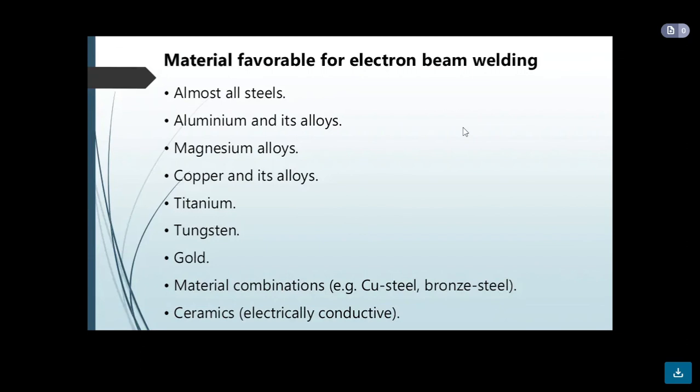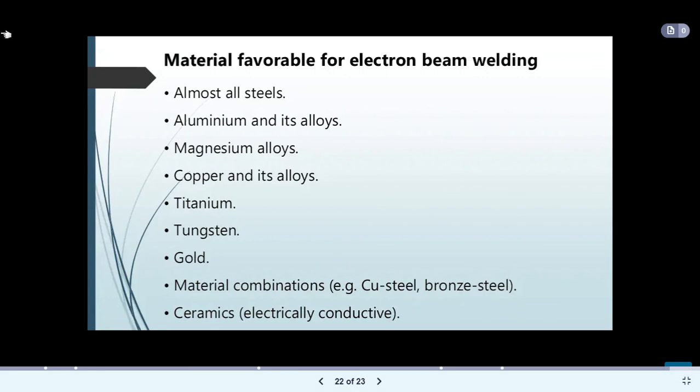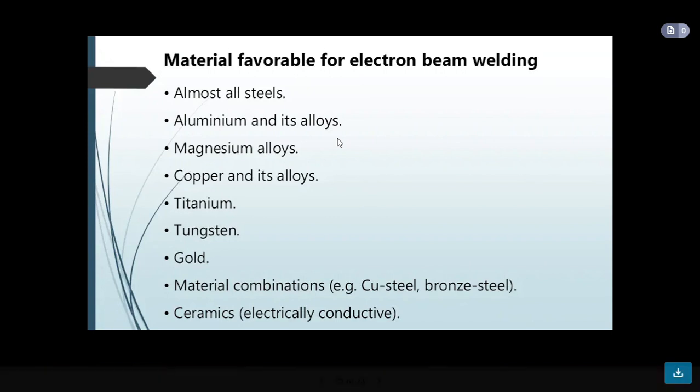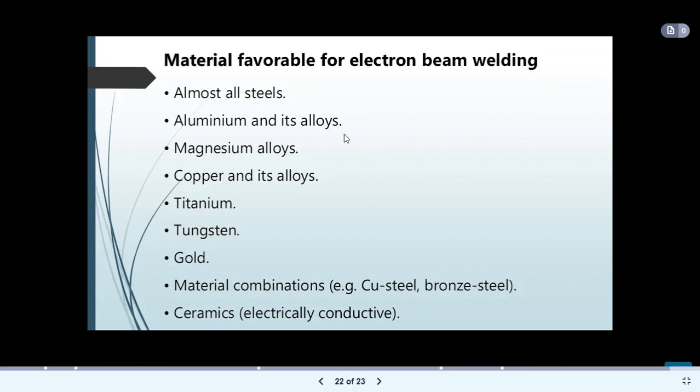So which are the different materials that can be joined by the electron beam welding? Almost all the steel material can be joined by the electron beam welding. What is meant by steel? That is low carbon steel, medium carbon steel, high carbon steel, or different types of steel can be joined by the electron beam welding.